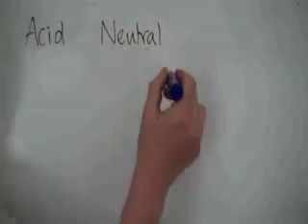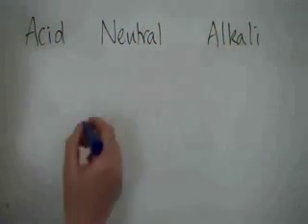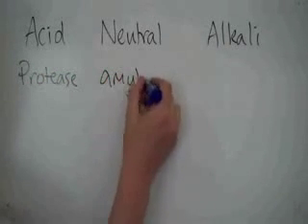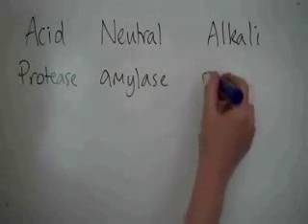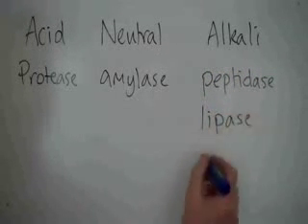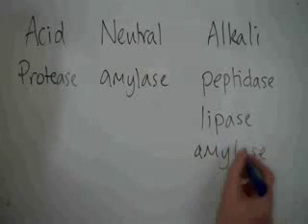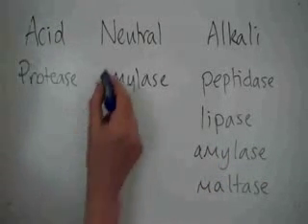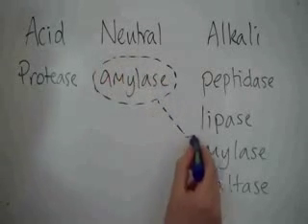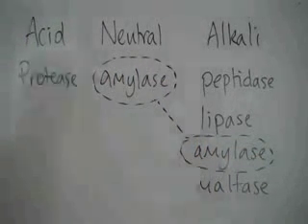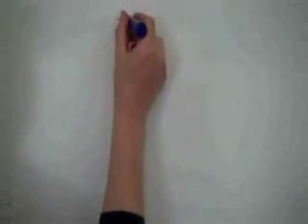Now let's find out which enzymes actually like these conditions. Are there any acid-loving enzymes? Yes, there are. Protease, remember, in your stomach. Amylase, and then peptidase there for alkali, that's good. Oh, and lipase, and amylase, hang on, and maltase. There's a problem here. Can you see it? Can't be both, right? Well, it turns out there are two different types of amylase in your body.